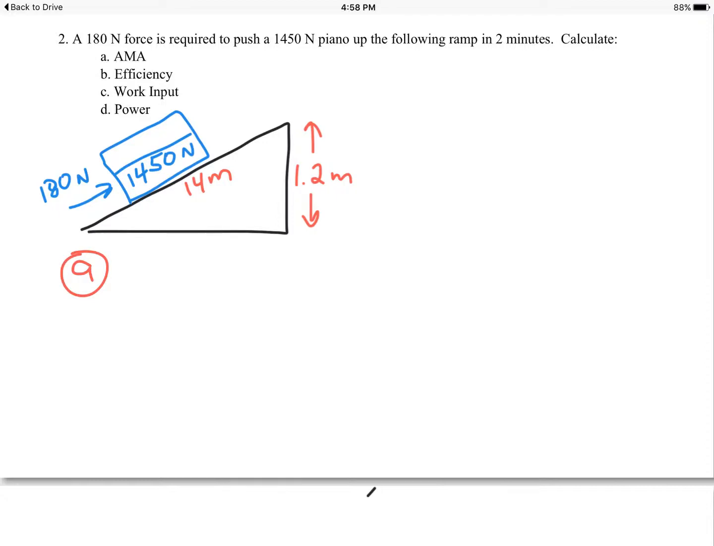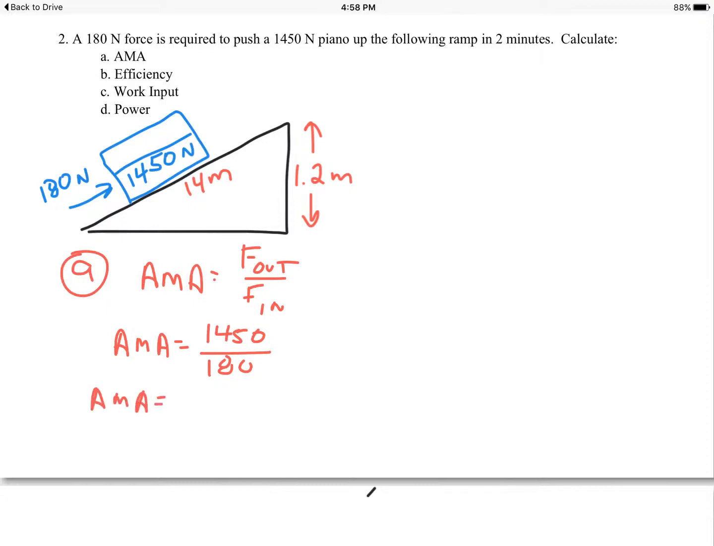So in part A here, I need to figure out the AMA. The AMA is the force output, or the weight, divided by the force input, my effort. The AMA here, I'm lifting or pushing a 1,450 newton piano with a force of 180 newtons. The AMA comes out to be here 8.1. I'm pushing something that's 8.1 times heavier than my effort. So that's my AMA.